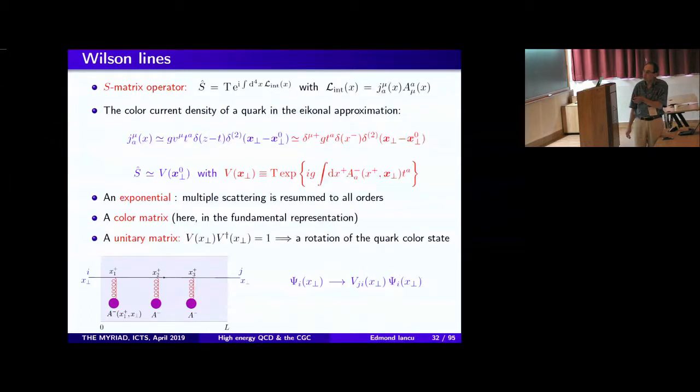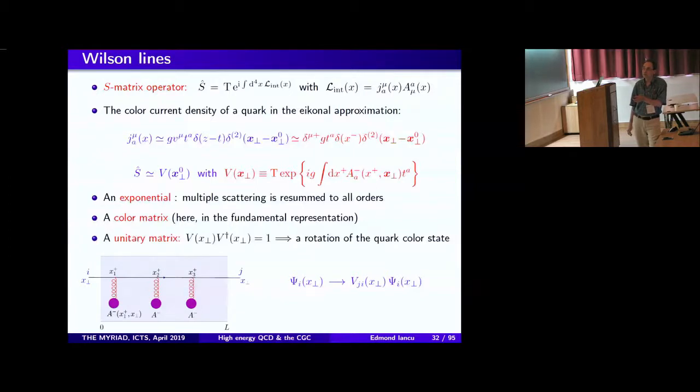And there's a T symbol, which is telling me that I have to put the matrices from left to right in increasing order of the time arguments, because the quark enters from the left, from small x plus increasing. So this matrix here comes after this one, this matrix here comes after that, and so on. So this time ordered exponential of a gauge field along the lightcone is called the Wilson line.